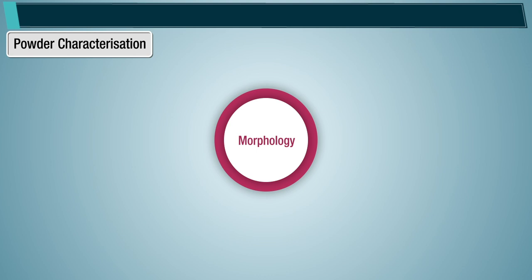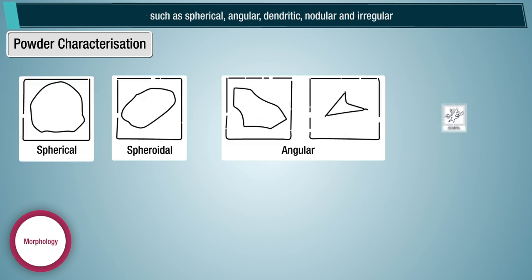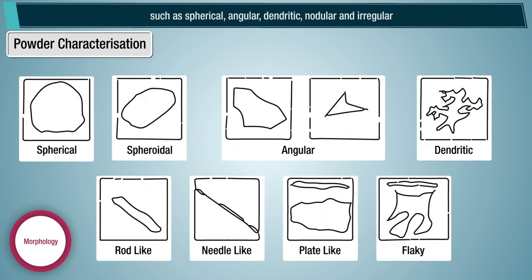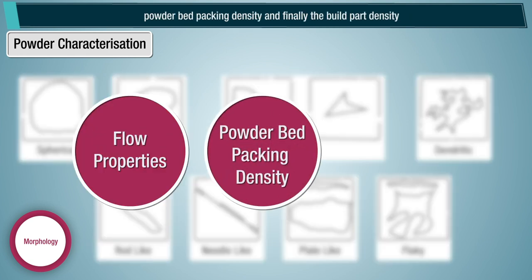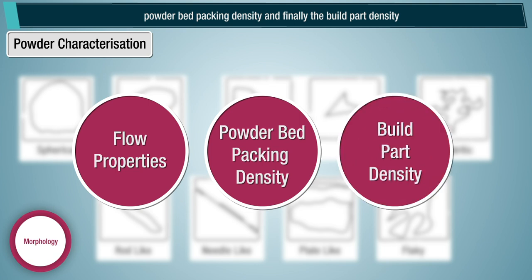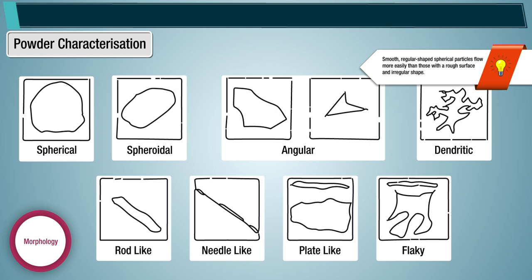Particle morphology. The morphology of a powder particle is characterized by the description of particle shape, such as spherical, angular, dendritic, nodular and irregular. The shape of the particle has significant effect overall on flow properties, powder bed packing density, and finally the build part density. Note: smooth, regular-shaped spherical particles flow more easily than those with a rough surface and irregular shape.